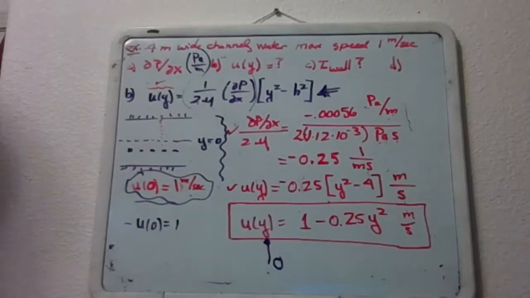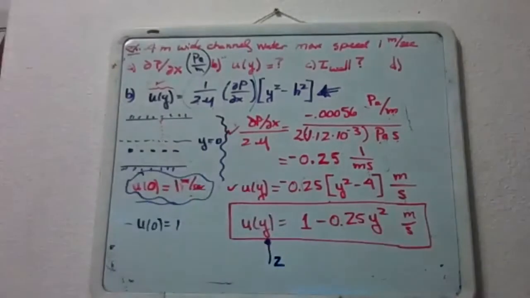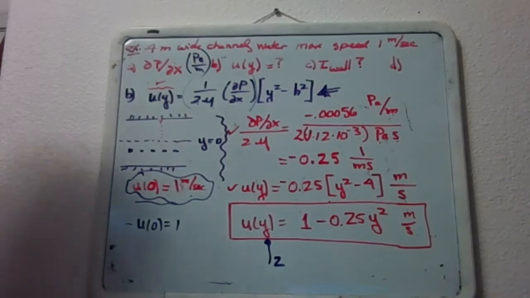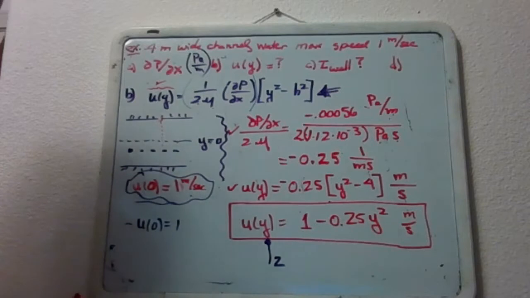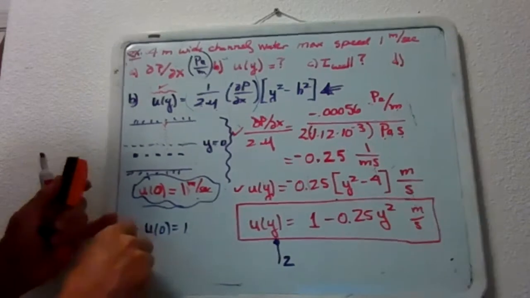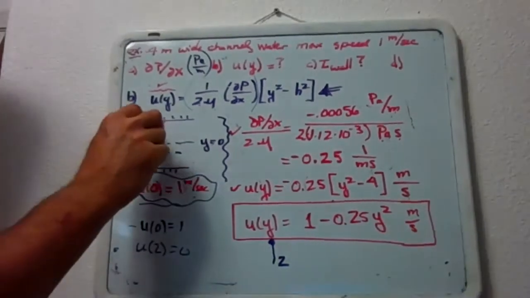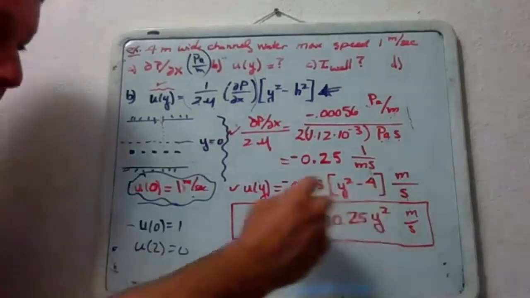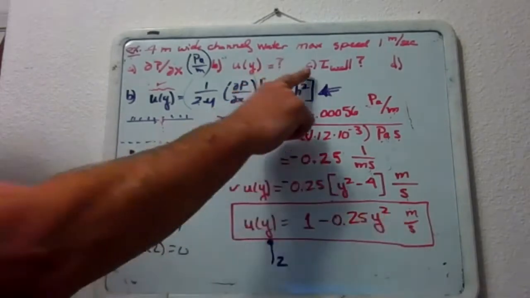Let's check the wall. To check the wall, put 2 in there. If I put 2 in there, I get 1 minus 0.25 times 4, and I'm getting that u at 2 is equal to 0, and that's what we want. When we get up here at this wall, the velocity is 0, and notice that if you were to graph this function, it's a parabola. Really good. I'm going to leave that up there, and let's go on to part C.